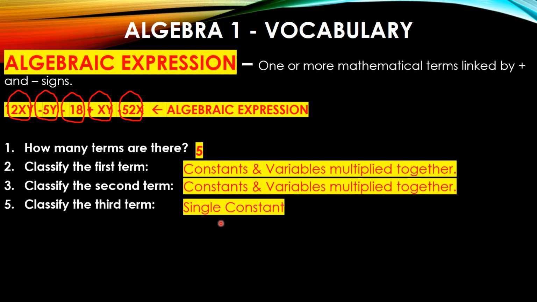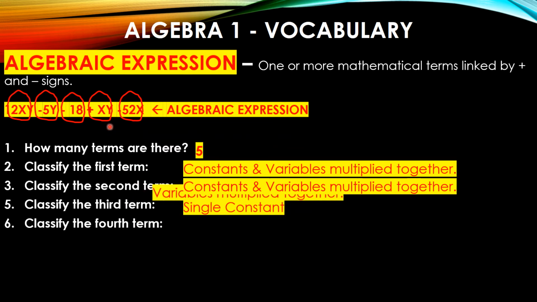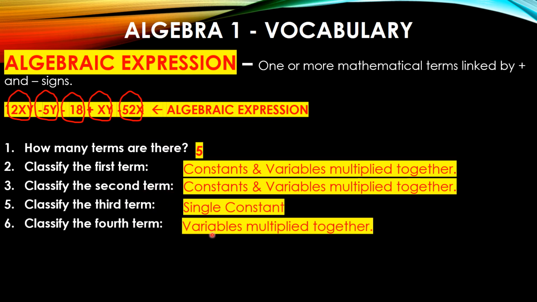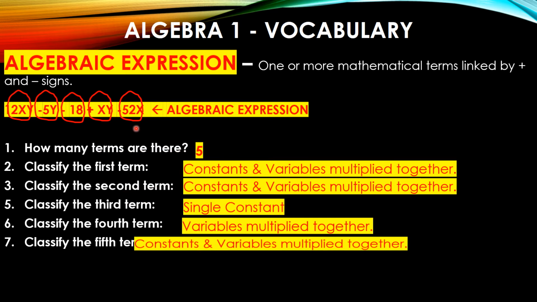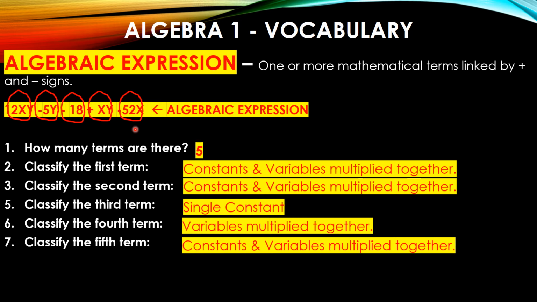And now I've got xy. X and y, all I have there are variables x and variable y. xy means x times y. And so we would classify that as 2 variables being multiplied together. Okay, finally, negative 52x. Negative 52 is a constant. It never changes. X is a variable. It always changes. And so I've got negative 52 times x. I have a constant and a variable being multiplied together.